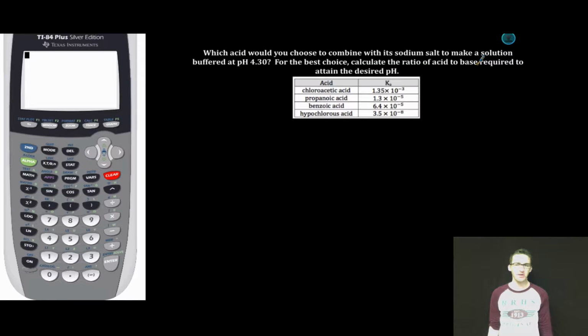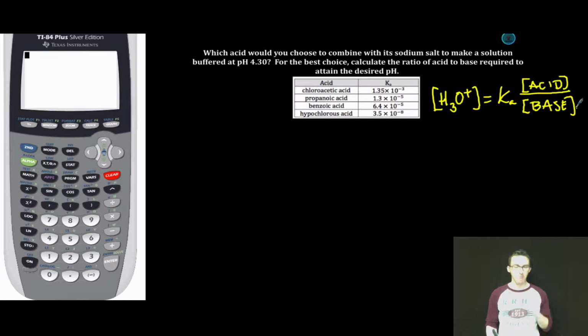Let's talk about how we can prepare our own buffers. Now, anytime I'm doing a buffer problem, I will always write out this equation. Boom. I suggest that you do the same. All right, let's take a look at this problem.